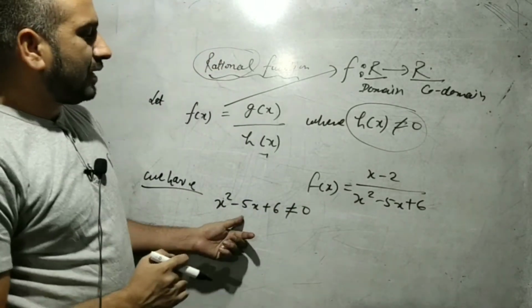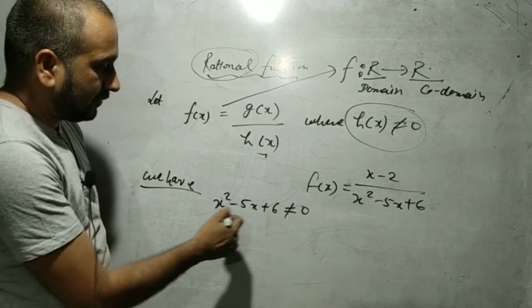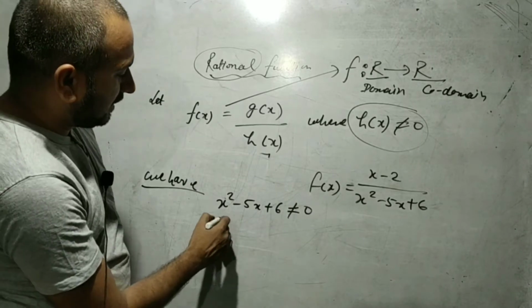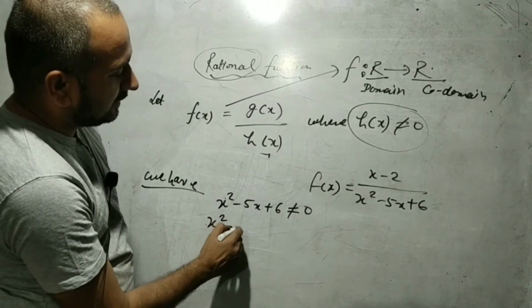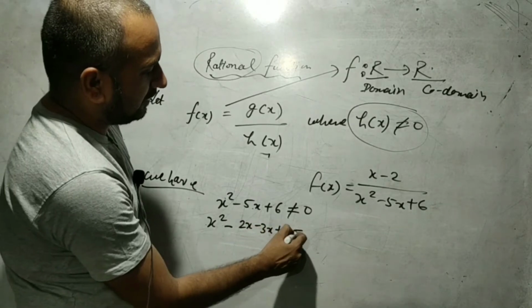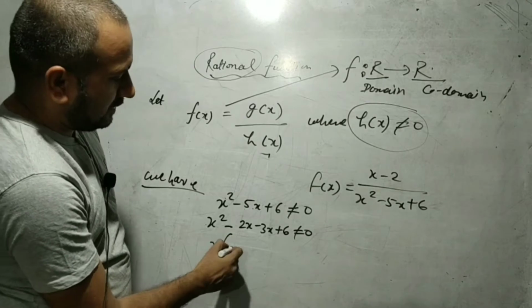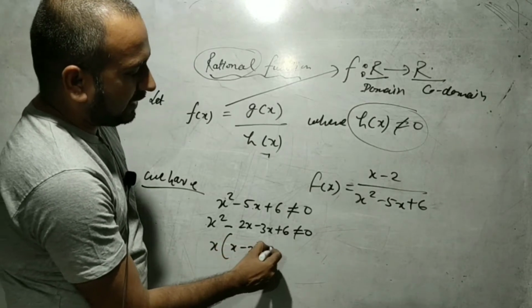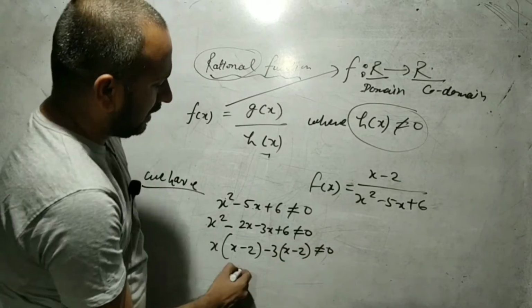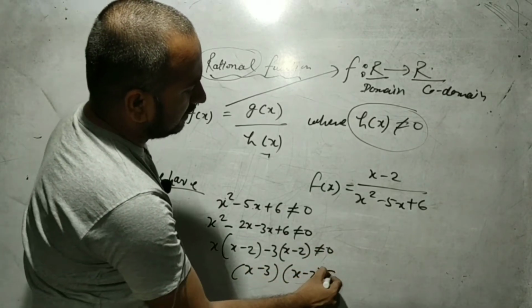So x square minus 5x plus 6 does not equal 0. This means if you solve this quadratic equation, what will it give you? x square minus 2x minus 3x plus 6 does not equal 0. So you can take x common, which gives x minus 2, and minus 3 common, which gives x minus 2 does not equal 0. Finally, what you have is x minus 3 and x minus 2 does not equal 0.